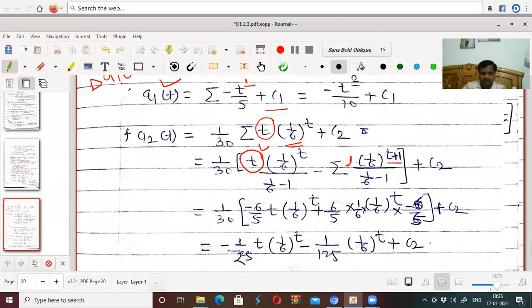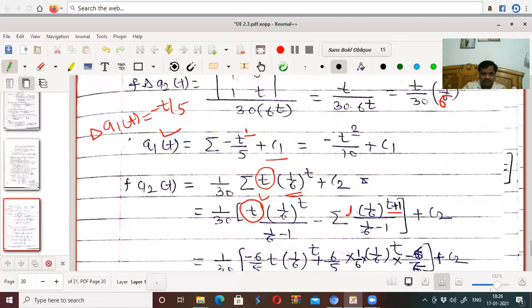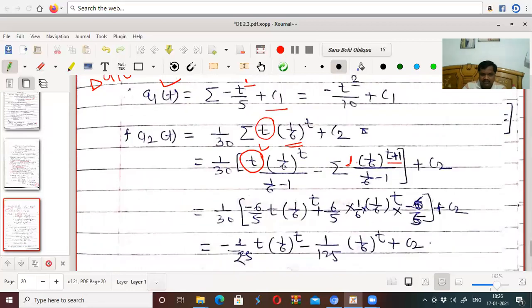So 1 by 30 is common in both of these. Okay, these two are common. So 1 upon 30 into, now what about 1 upon 6 minus 1? This gives minus 5 by 6, and if we take it into multiplication, it gives minus 6 by 5 t, 1 by 6 to the power t, plus, what about here? Again you will get, what you will get here?